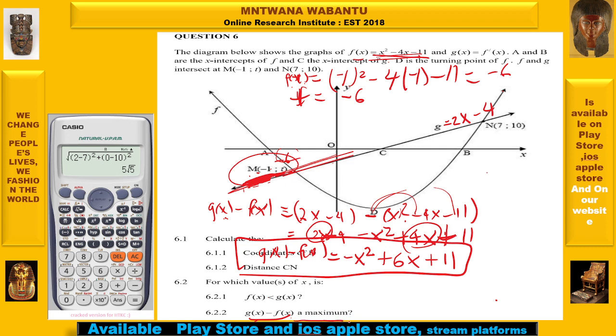They say find the maximum. So to get the maximum in math, if they say find the maximum or minimum, or find the greatest or find the lowest, what you do is you have to differentiate, find the first derivative, and then equate it to zero. Whenever they say at the maximum point, at the highest point, at the lowest point, at the minimum, at the biggest, at the lowest, any of those terms, or at the stationary point, all you need to do is find the first derivative and then equate it to zero.